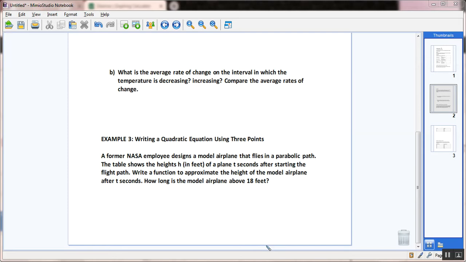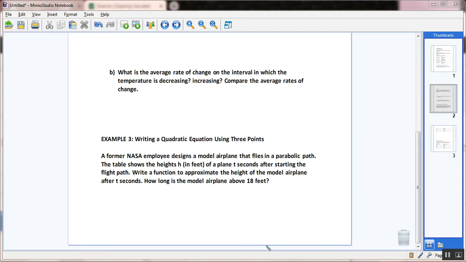Are you using vertex form? Are you using x-intercept form? Or are you going to use standard form to start the problem? Okay? So, example 3, writing a quadratic equation using, and this is going to get kind of tough, 3 points. And this is going to kind of spill over to the next page.